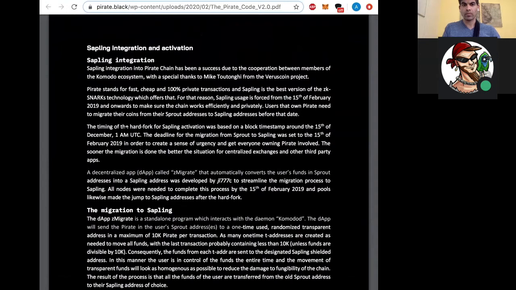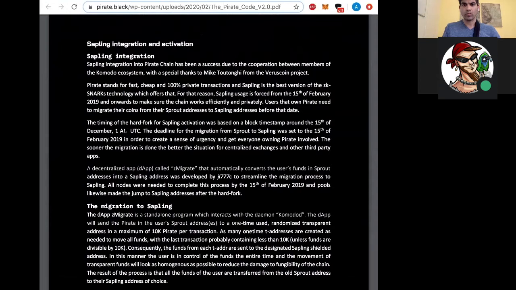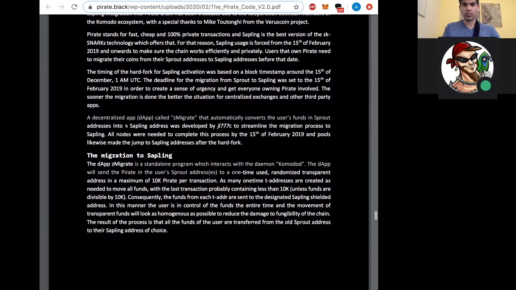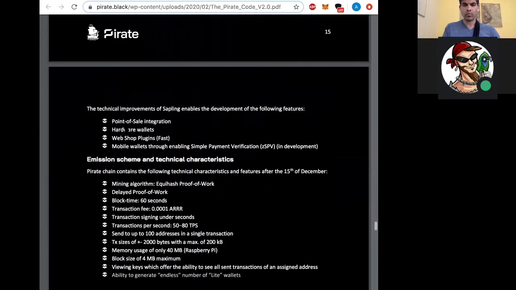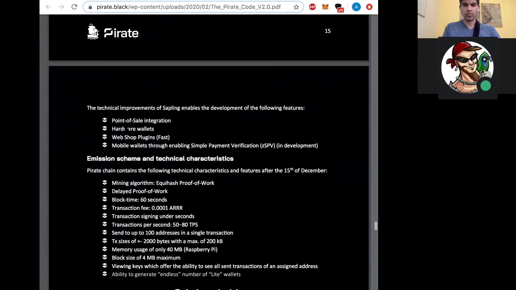Now, the other advantage of using Sapling was that it increases the speed at which the transactions can occur, and also decreases the size of those transactions. Excellent. Okay, this is really cool.